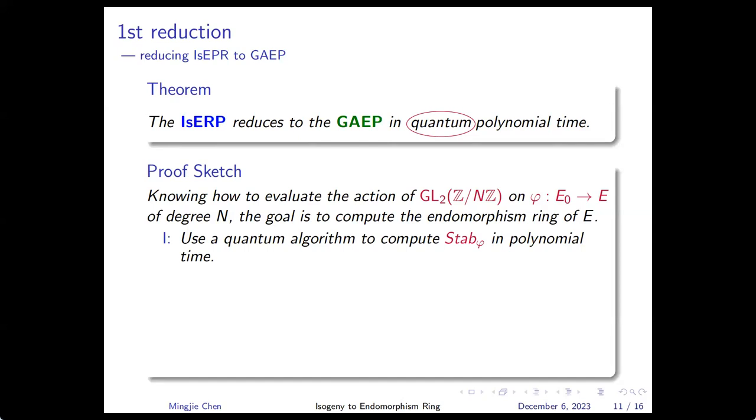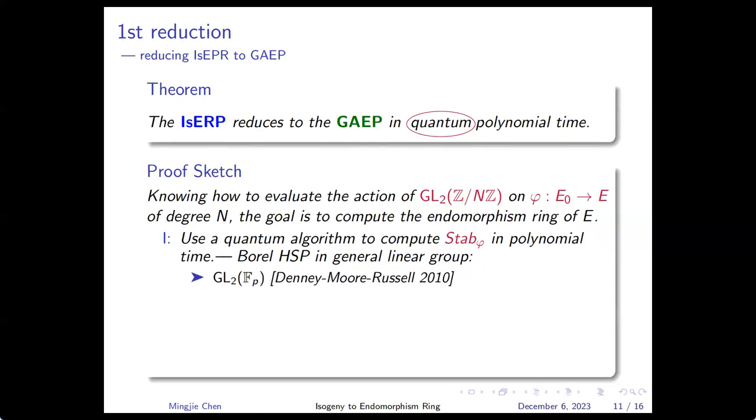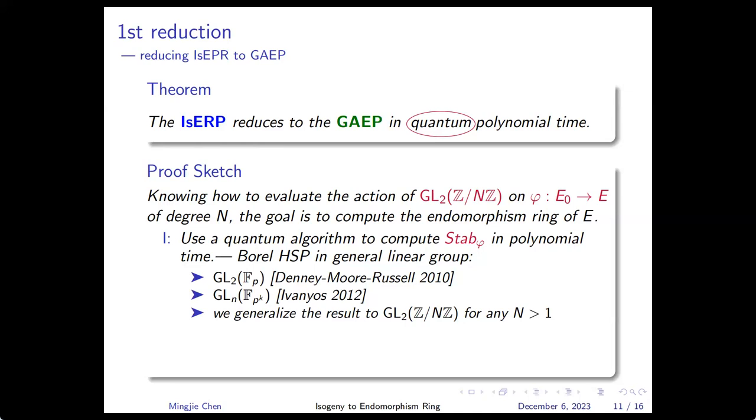First, we use a quantum algorithm to compute the stabilizer subgroup in polynomial time. This is the Borel hidden subgroup problem in general linear groups. For special cases, when the general linear group is, for instance, GL2(Fp), there is a polynomial time quantum algorithm to solve this, which was developed in 2010. And later in 2012, there is an algorithm that handles general linear groups of the form GLN(Fp^k). And in our work, we generalize the results to the general linear group GL2(Z/nZ) for any n greater than 1.